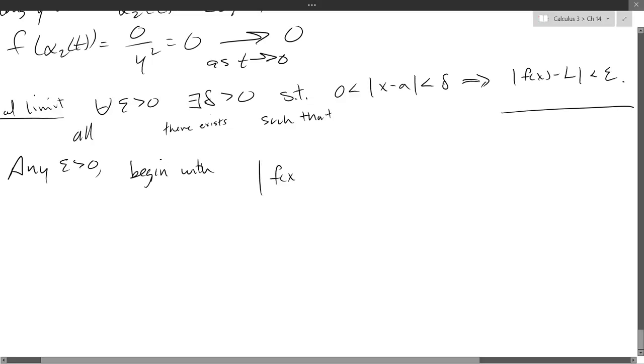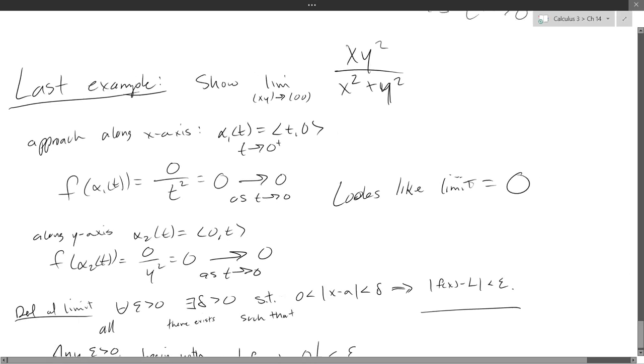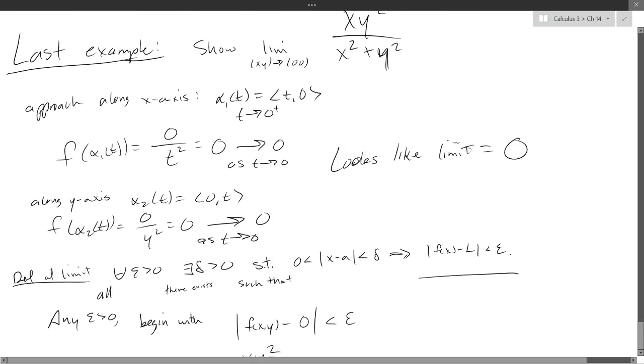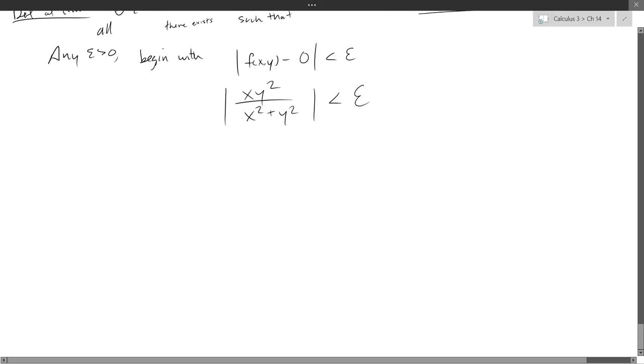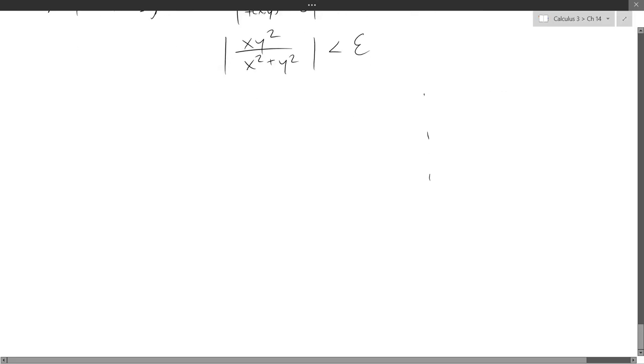Now our function is in x's and y's, and we said our L was 0. And our function is x y squared over x squared plus y squared, minus 0, so I'm not going to write that, is less than epsilon. We are supposed to do some algebra. I'll just write dot, dot, dot. And we are supposed to get to the norm of x minus a less than delta.